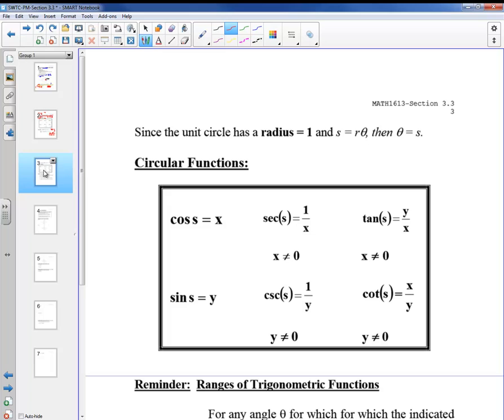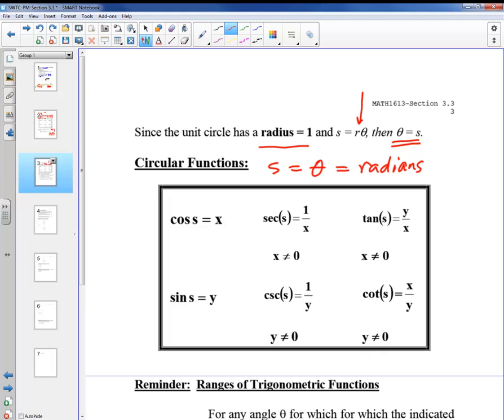This is something else that we will use often. Remember what I mentioned about the angle. If the radius is 1, when you substitute the radius into this function here, then theta equals s. It's really just symbolic. S represents an angle in radians in this case. So s equals theta, and it's an angle in radians.